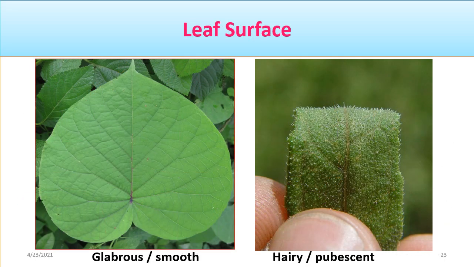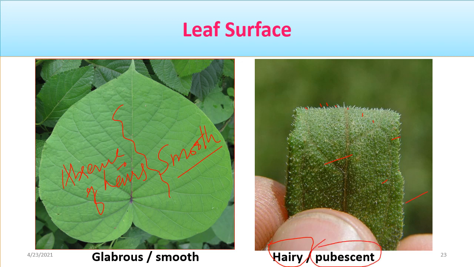Then leaf surfaces. If you wipe your fingers over this surface, it will feel smooth as there is an absence of hair. But if you look here, small hairy outgrowths can be seen, and due to the presence of hairs, this is hairy, and the botanical term to describe that is pubescent. The botanical term to describe this kind of smooth leaf is glabrous.